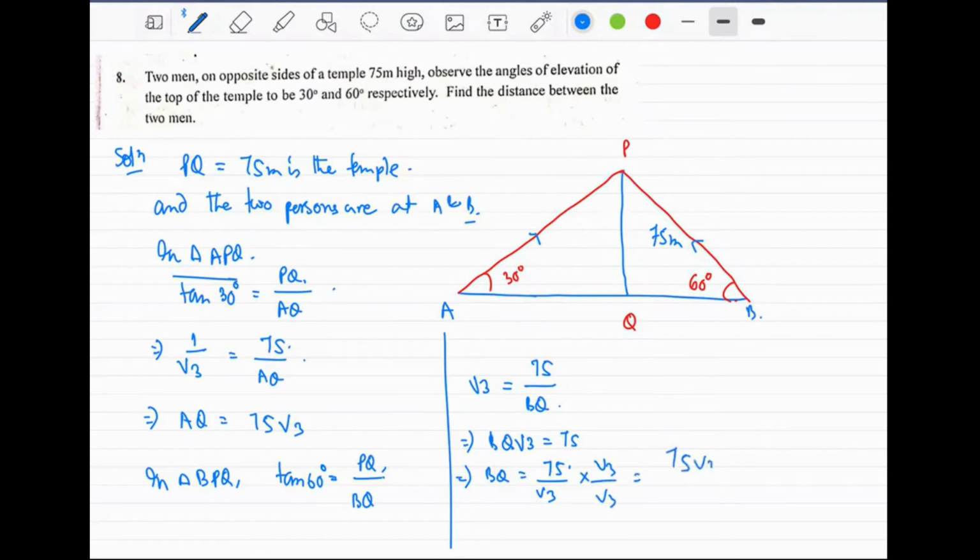Numerator is 75 root 3. Root 3 and root 3 will be how much? As I've told you before, it will be 3. You can cancel 3 and 75. So we have got 25 root 3.